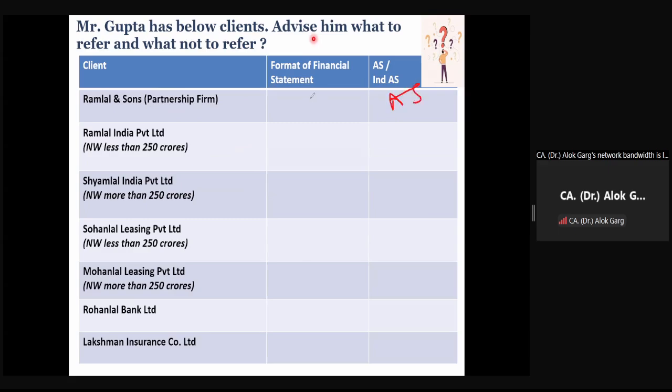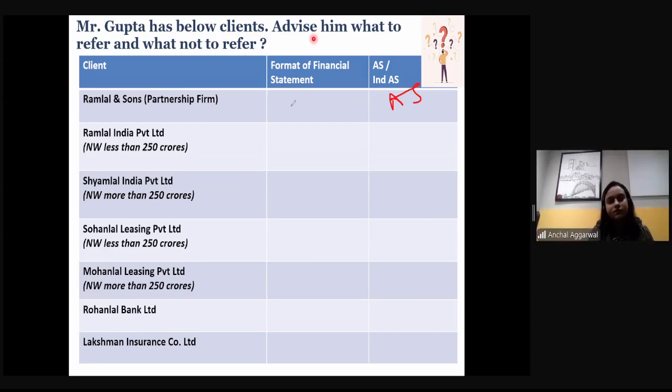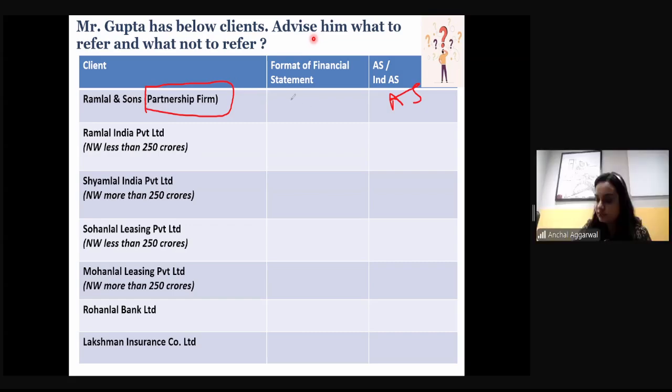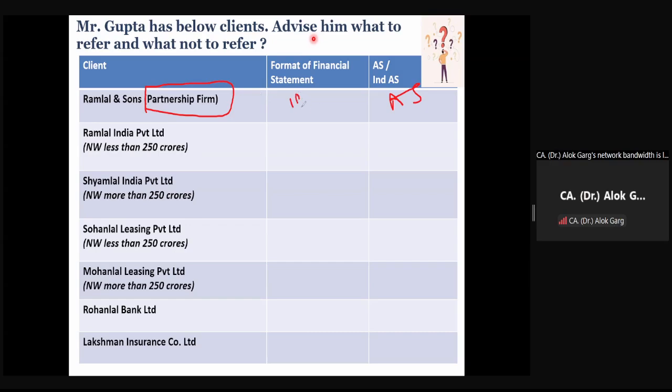And what is the format of financial statement applicable to this one? Division 1? No, it is a non-corporate entity. Division 1 comes under Schedule 3, and Schedule 3 is the authority of MCA, right? So Ramlal and Sons can apply the ICAI format of financial statement. ICAI has issued a format of the financial statement and has issued guidance on that. So Ramlal and Sons can apply that.